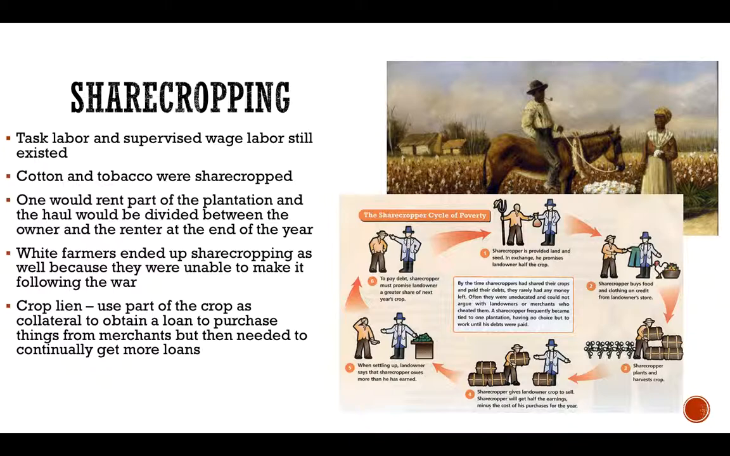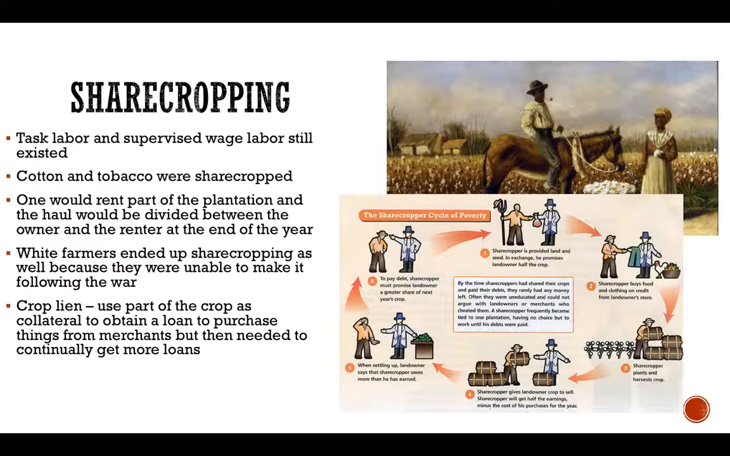Crop lien is another concept that's embedded within this, and it's using part of the crop as collateral to obtain a loan to purchase things from merchants. But then you need to continually get more loans. The present day representation of this that you might think of is payday loan services that you see. So people need money ahead of time, but then the interest is so great that they continually need to take out more loans in order to pay off the last. So this is this vicious cycle. You can see the bottom right-hand corner here has this visualization of it. So it's the sharecropper cycle of poverty.